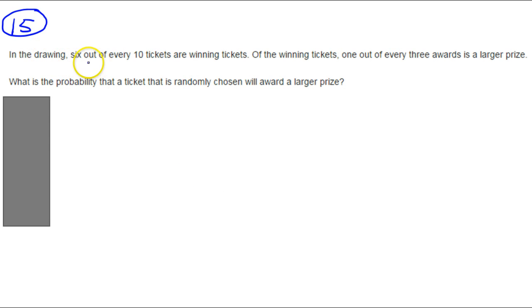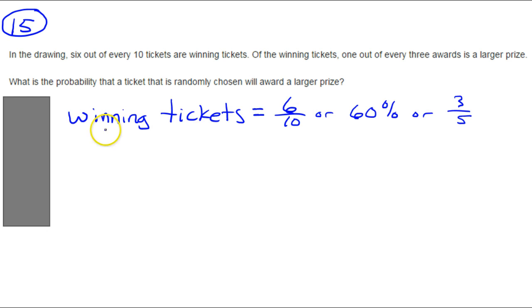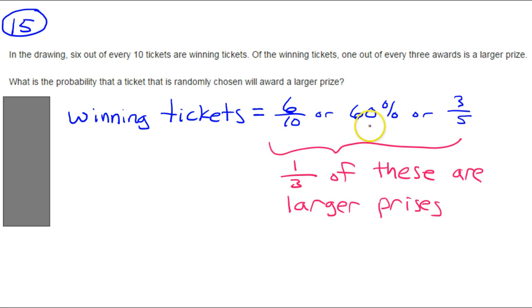In the drawing, 6 out of every 10 tickets are winning tickets. Okay. So, winning tickets, 6 out of 10, or 60%, or 3 out of 5. Of the winning tickets, 1 out of every 3 awards is a larger prize. So, of the 60% that are winners, a third of these are larger prizes. What is the probability that a ticket randomly chosen will award a larger prize?